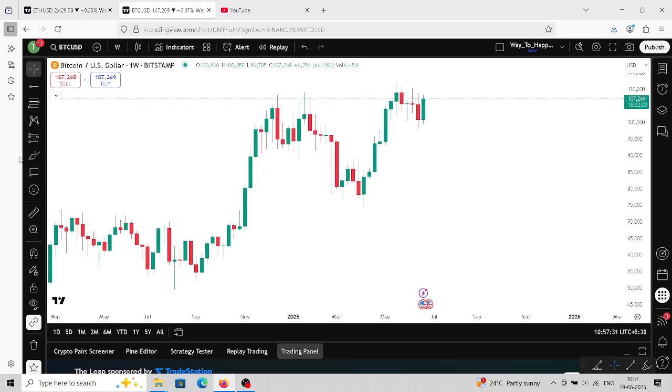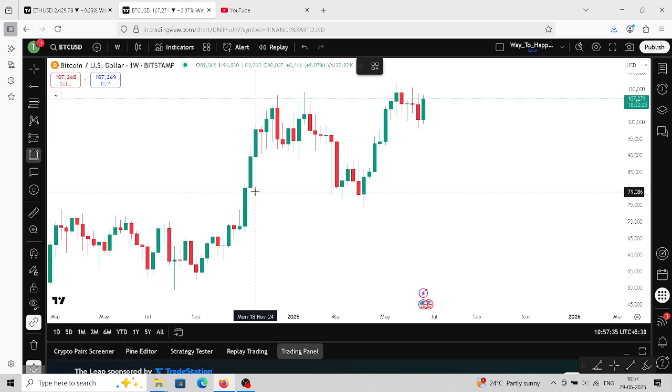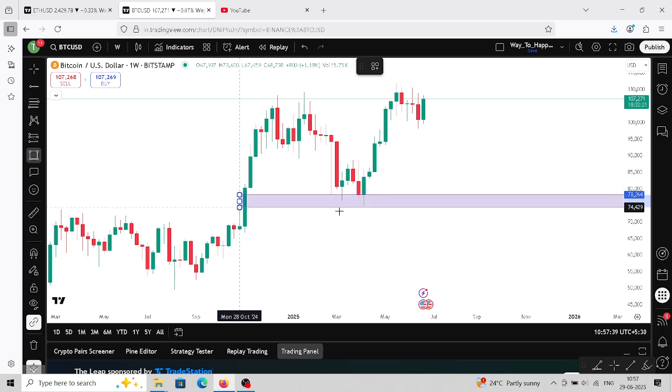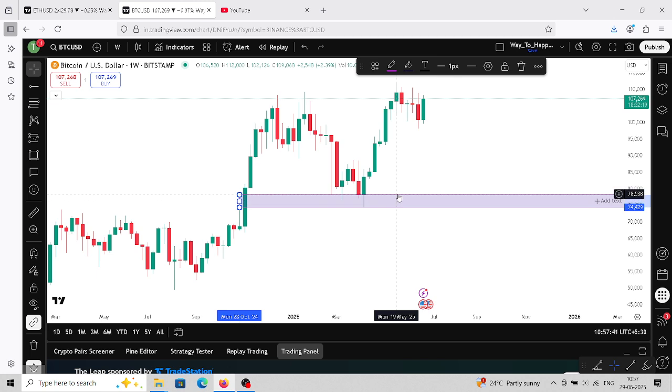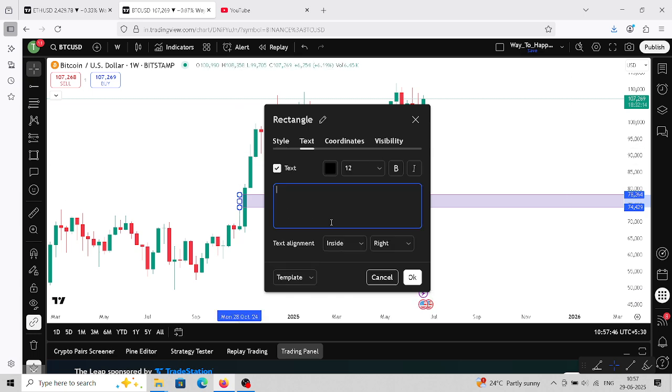Without even saying that, the weekly chart is saying that yes, it has already created a support here, which is nothing but a weekly support. And I always say keep marking, keep putting the things which are there. So this is nothing but a weekly support. Okay.